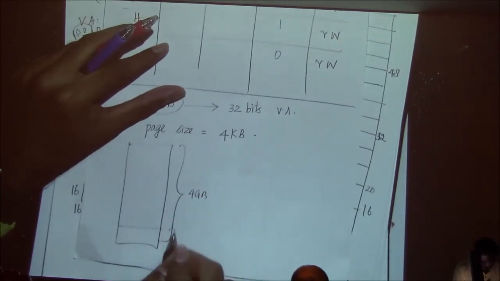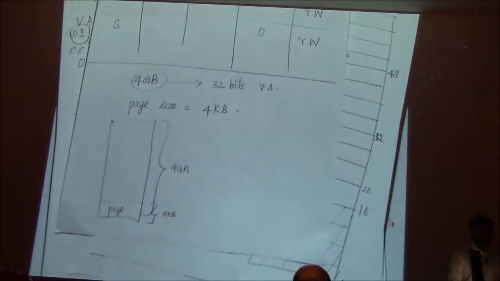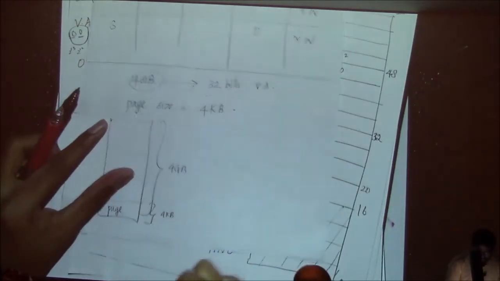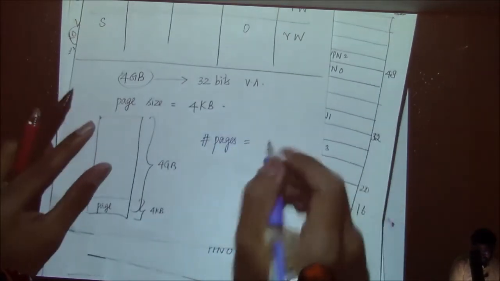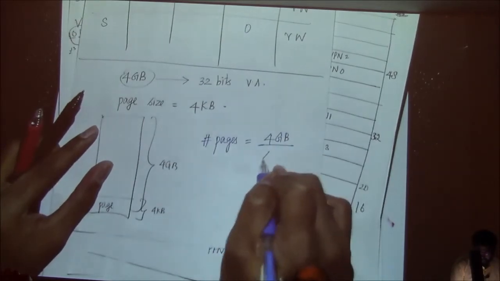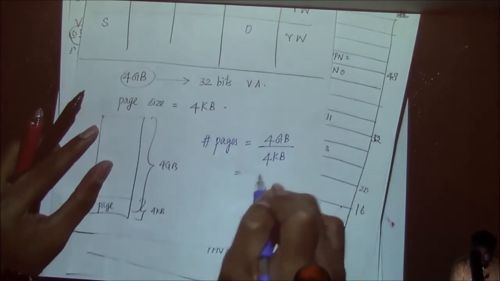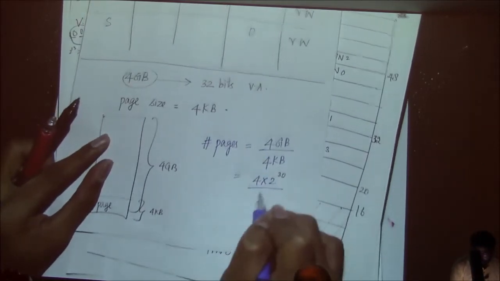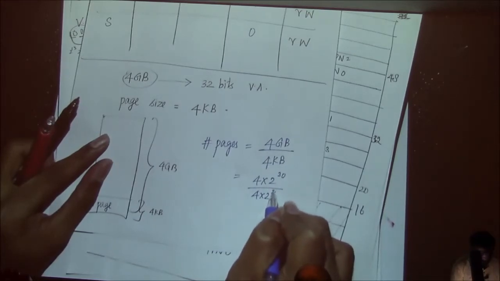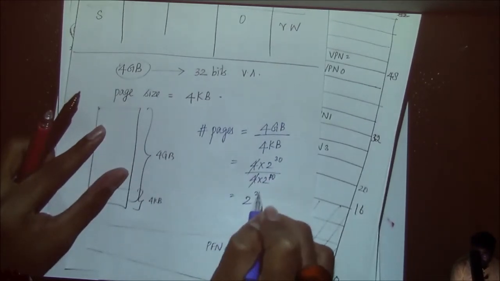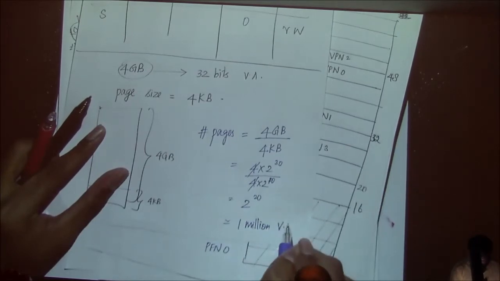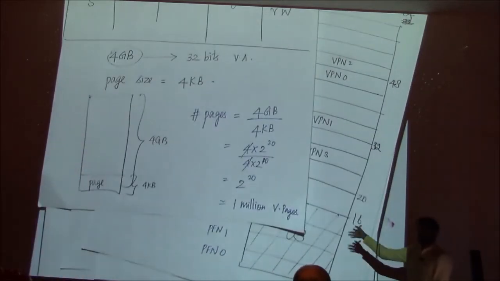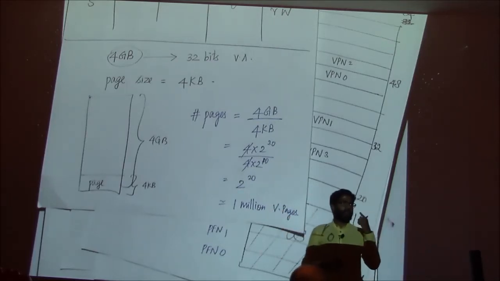If one page is of size 4 KB, then how many pages do you have for each and every process? Think about this. The number of virtual pages that we have for each process is going to be the total size of the address space, 4 GB, divided by the size of a single page, 4 KB, which is 4 times 2 to the power of 30 divided by 4 times 2 to the power of 10. It's nothing but 2 to the power of 20, or approximately 1 million virtual pages. So we'll have 1 million virtual pages for a single process, okay?